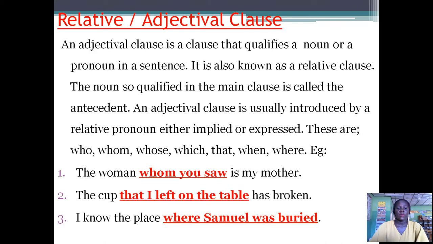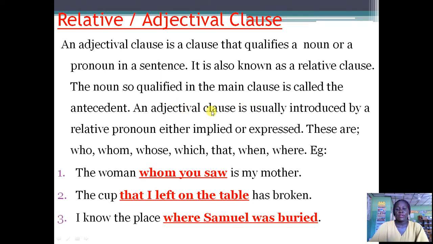What is a relative clause? A relative clause is also known as an adjectival clause. An adjectival clause is a clause that qualifies a noun or a pronoun in a sentence. I repeat, an adjectival clause is a clause that qualifies a noun or a pronoun in a sentence. The noun so qualified in the main clause is called the antecedent.